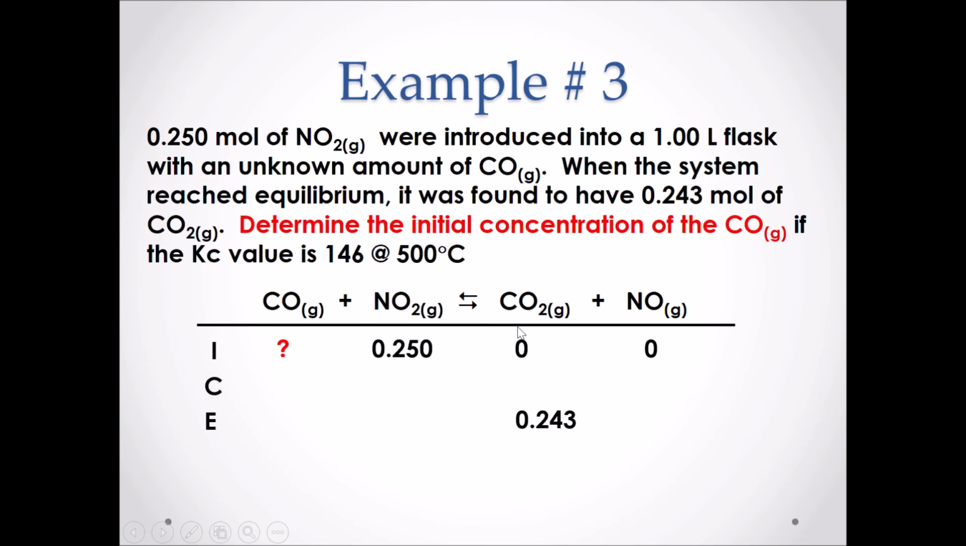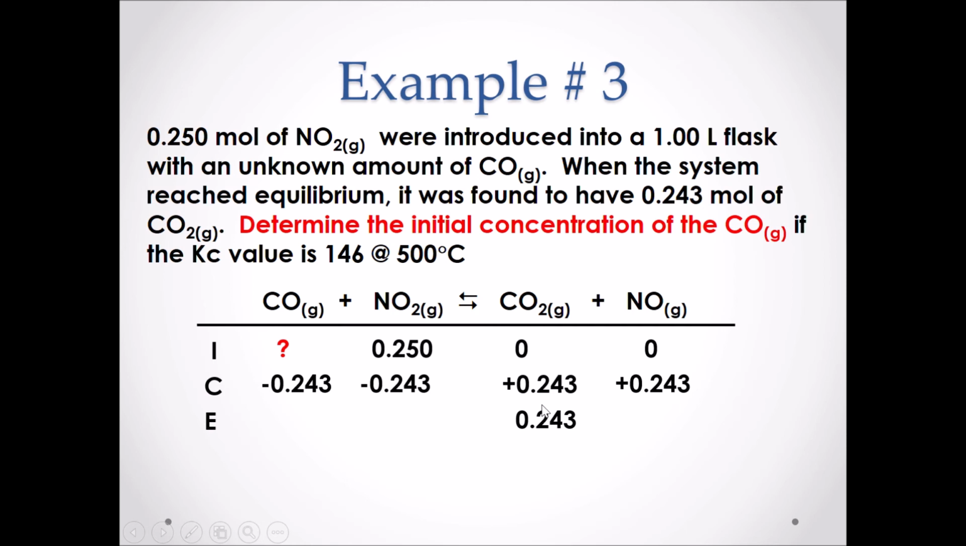Since we have the initial and equilibrium concentrations for CO2 gas, we can find the change, which is plus 0.243 moles per liter. Once we know the change of one chemical species, we can find the change of all other chemical species in the equation. And since all species are at a 1-to-1 molar ratio, their change in concentration will be the same. Since the products are positive, the reactants must be negative.